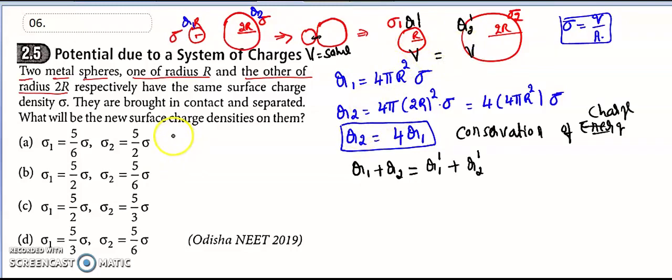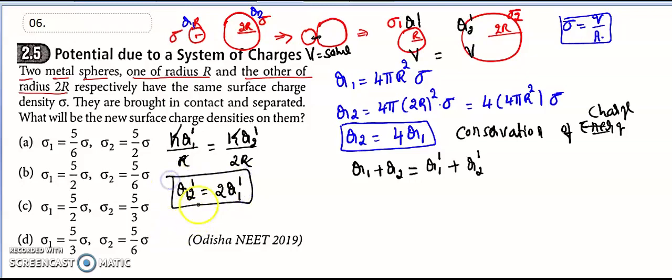Another potential is equal to: K Q1 dash divided by R is equal to K Q2 dash divided by the radius, which is 2R. So K gets cancelled, R gets cancelled. Q2 dash is equal to 2Q1 dash. So the potential remains constant.